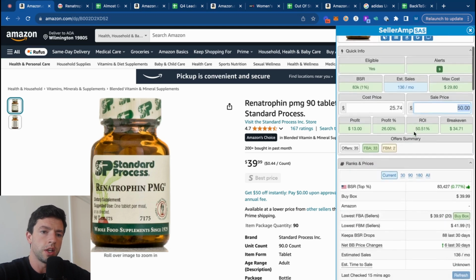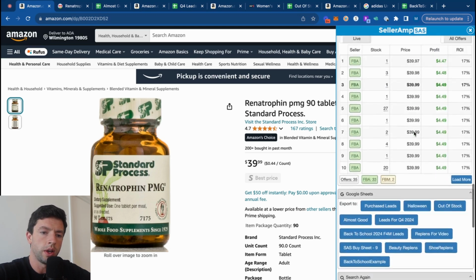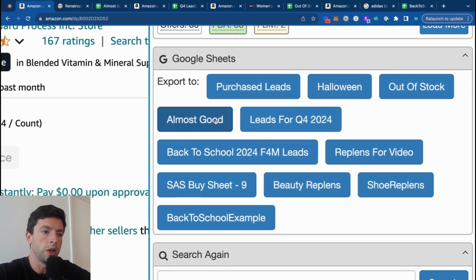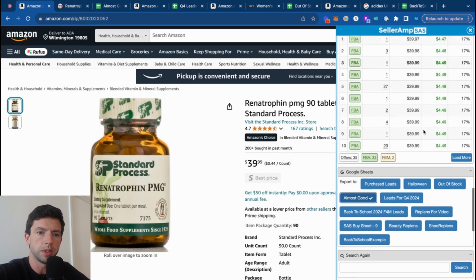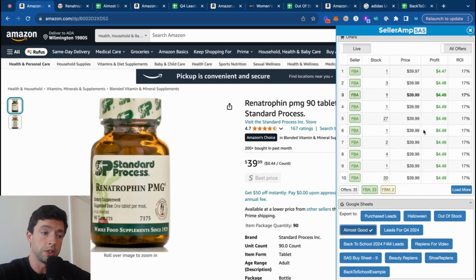To do that, scroll down here and one-click export this out to an almost good spreadsheet in Selleramp. You can set up Google Sheets super easy just on selleramp.com. You just hit the Sheets button and connect your Google Sheets account. You can see some of the different examples I have, like almost good, back to school, Q4, beauty replens, out of stock, for example. There's tons of potential with this stuff. You can have spreadsheets designed specifically for each virtual assistant.